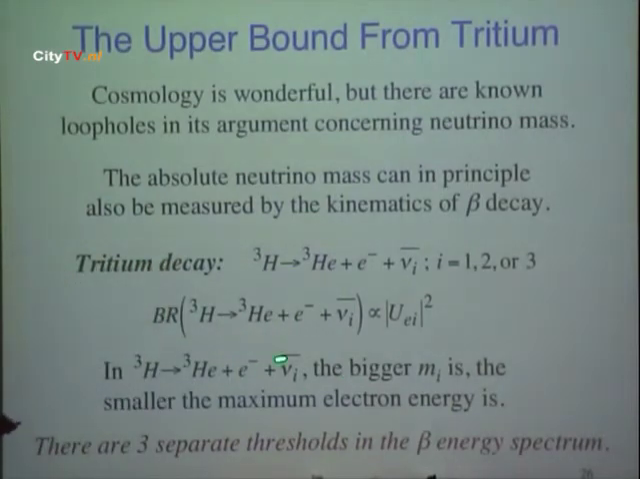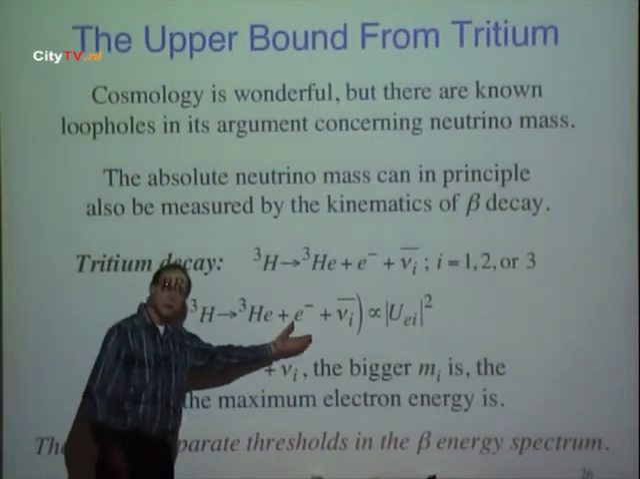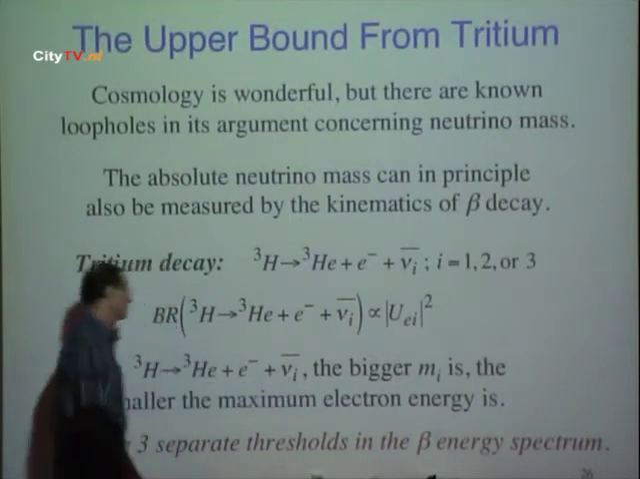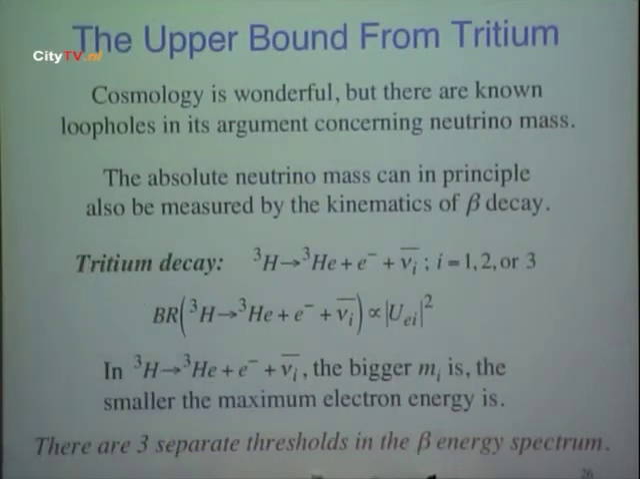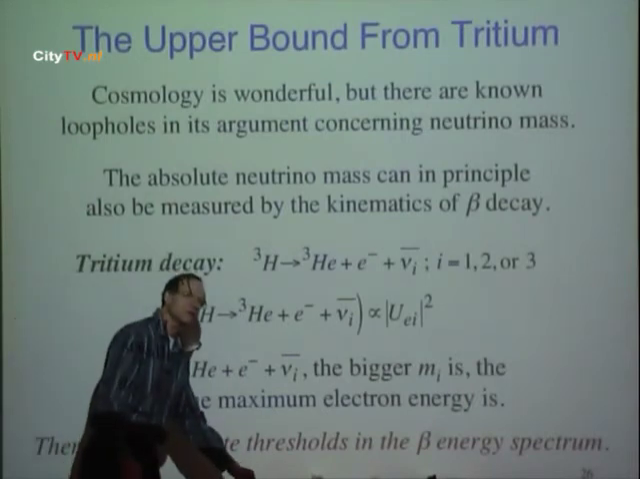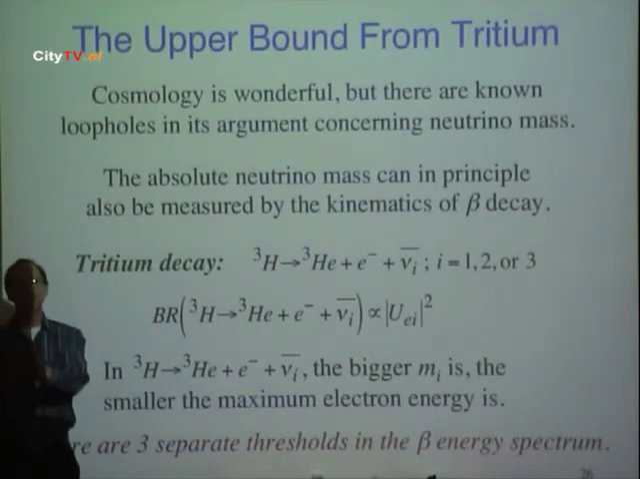And obviously, for a particular outgoing mass eigenstate, the heavier that mass eigenstate is, the less energy is left over for the electron. So the electron spectrum is going to be affected. And there are 3 separate thresholds in that electron energy spectrum. As you start with high electron energy and you move down, first you reach a point where the lightest mass eigenstate neutrino can be emitted. That's where the decay starts. As you move down further, eventually the next heavier mass eigenstate neutrino can be emitted, and there's a threshold. As you move down farther still, the heaviest of all the 3 mass eigenstates can be emitted, and there's another threshold.